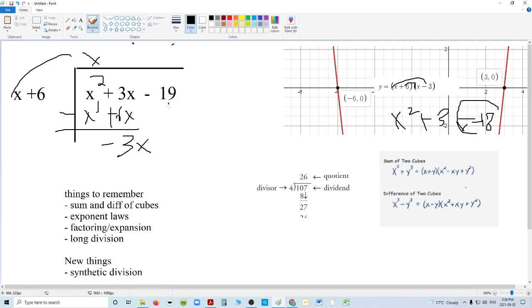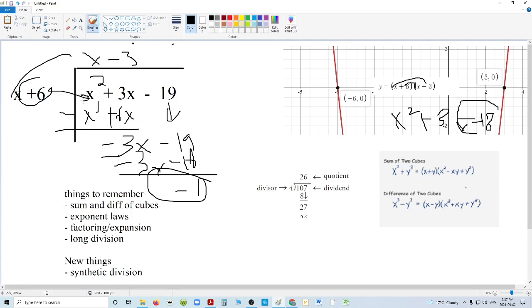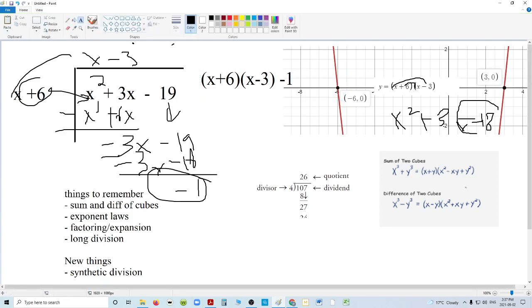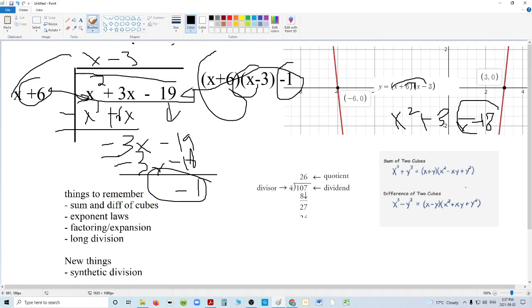And then we bring the minus 19 down. And we notice minus 3 does indeed get us minus 3x, but it gets us minus 18 as we learned before. And when we subtract it, we're left with a remainder of minus 1. That remainder tells me this is not a factor of that. But you could still rewrite it as factored like this: x plus 6 times x minus 3, and all that at the end has a minus 1. Which means if I were to expand this whole thing here and then subtract 1, I will indeed get what I started with. And that is very true.